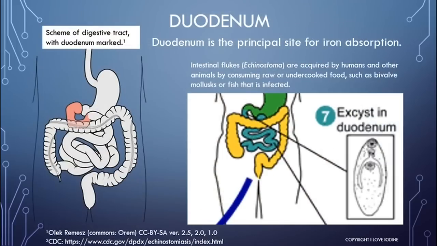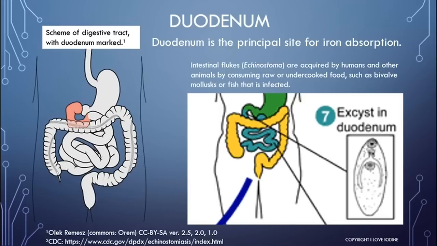That being said, we're going to talk about the duodenum. Again, we see that it's this little section where the small intestine meets the stomach. The issue here is this is the principal site for iron absorption. And there are intestinal flukes that like to harbor, and that's where they are located. They like to live in your duodenum.